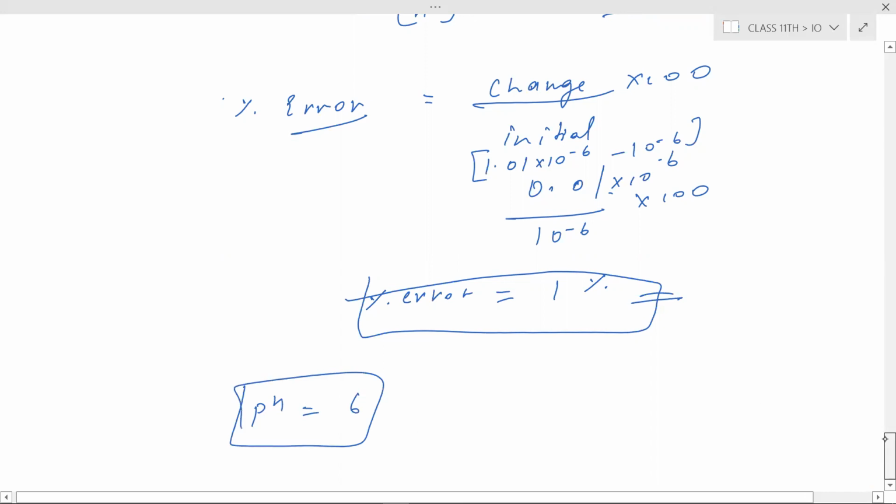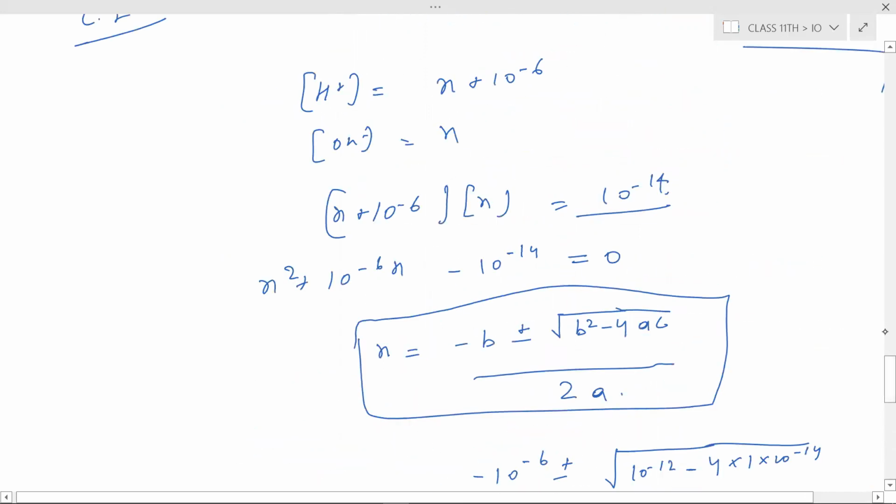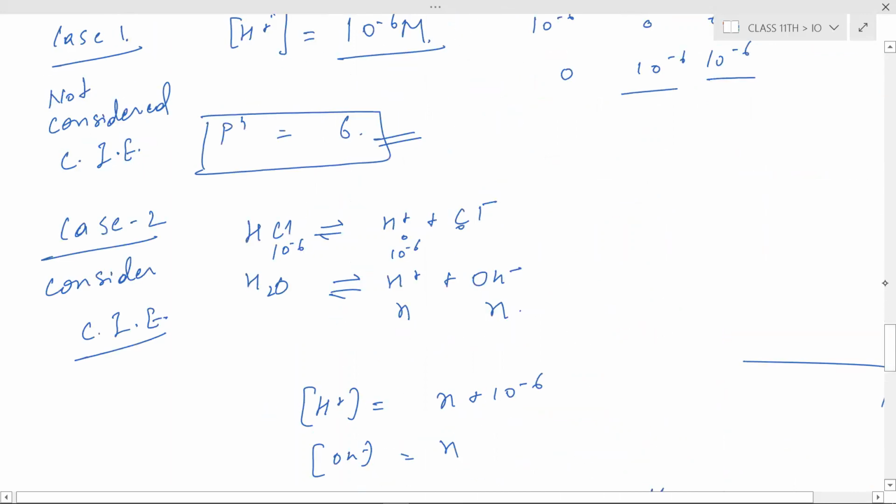So there is no need to apply the common ion effect when the concentration is 10 raised to power minus 6 or less than 10 raised to minus 6. You don't need to apply the common ion effect up to the concentration of 10 raised to minus 6, because even if you apply the common ion effect, you are going to get the same answer. Okay, so not considering the common ion effect and considering the common ion effect, in both cases we are getting the same pH, that is pH is equal to 6, and here also pH is equal to 6. So in both cases, we are getting the same answer.